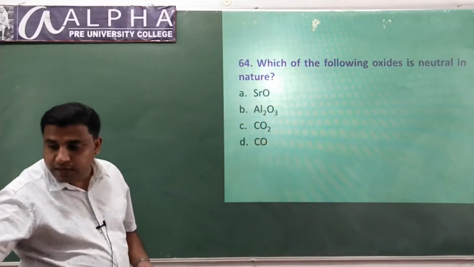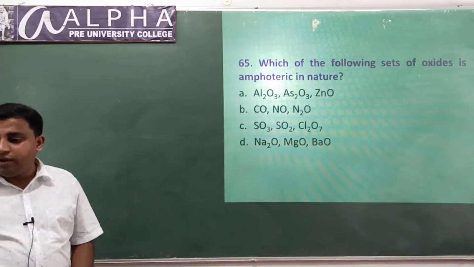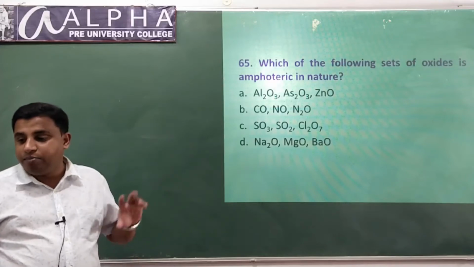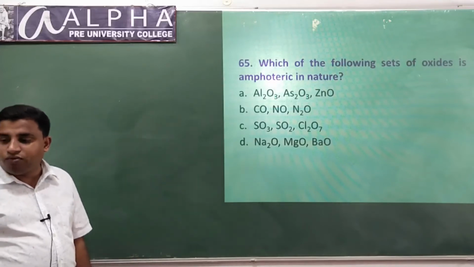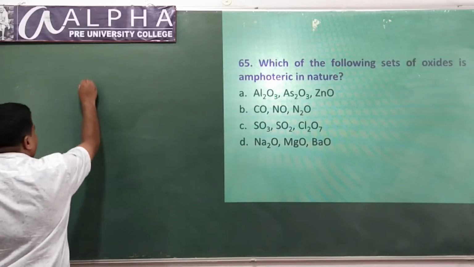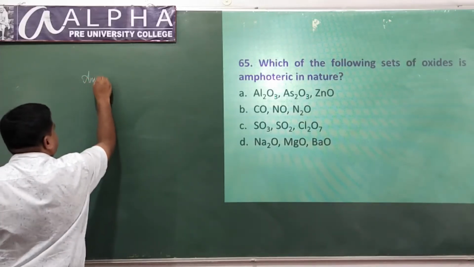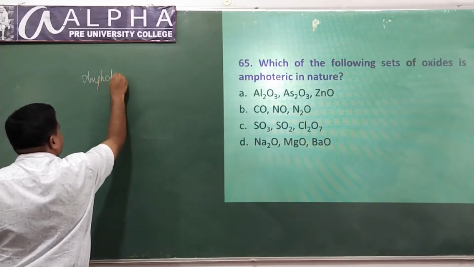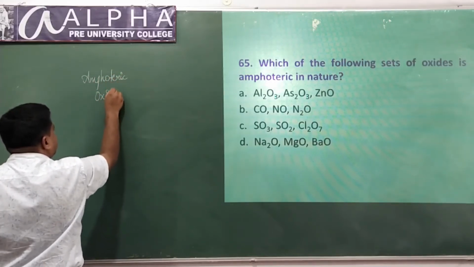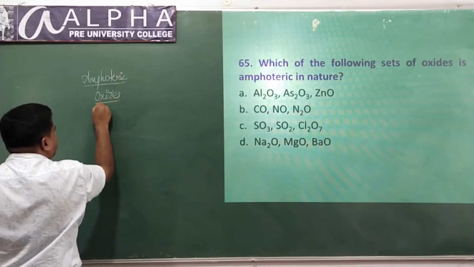What is the next question? Which of the following sets of oxides are amphoteric in nature? Again the same type of questions. Which of the following sets of oxides is amphoteric in nature? Which are those amphoteric oxides? Can you please tell me which are the different amphoteric oxides?